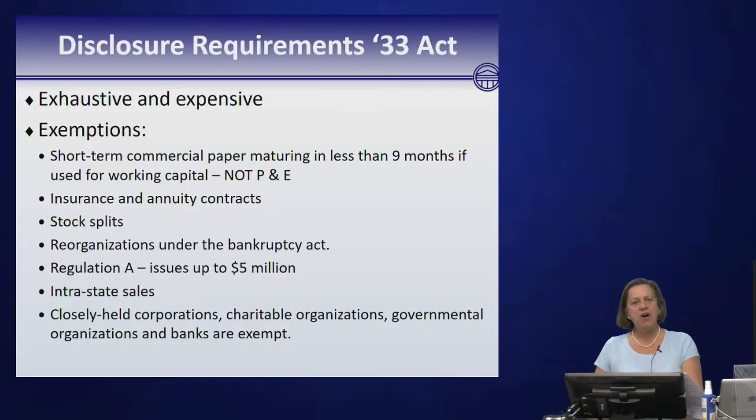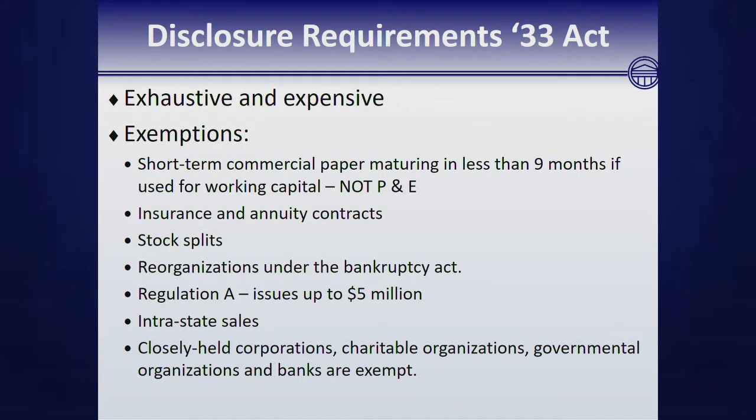So what are the disclosure requirements under the 1933 Act? Let me show this to you, make it a little bit bigger for you to see. The disclosure requirements under this act are exhaustive, and they're very expensive to comply with. So for that reason, public financing of small businesses really was not a viable option. And to be honest, still isn't in many cases.